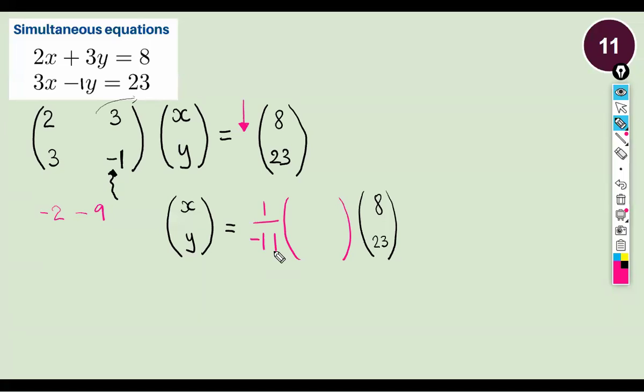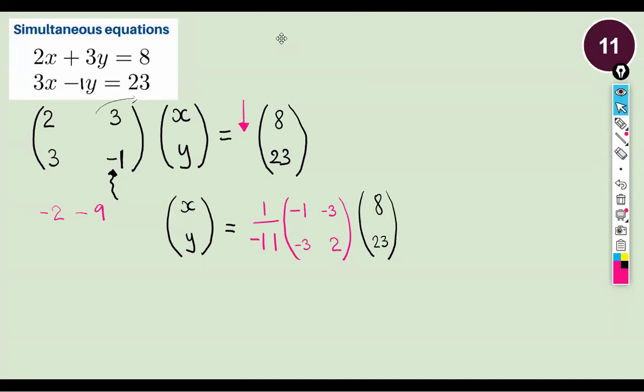Great. And then you do what? You switch the more important diagonal. -1 goes here, 2 goes here. And then the other diagonal does not move, they just become the opposite. So -3, -3. Take it from there, guys. When you work out this and simplify it, you're supposed to get your 2 final answers.